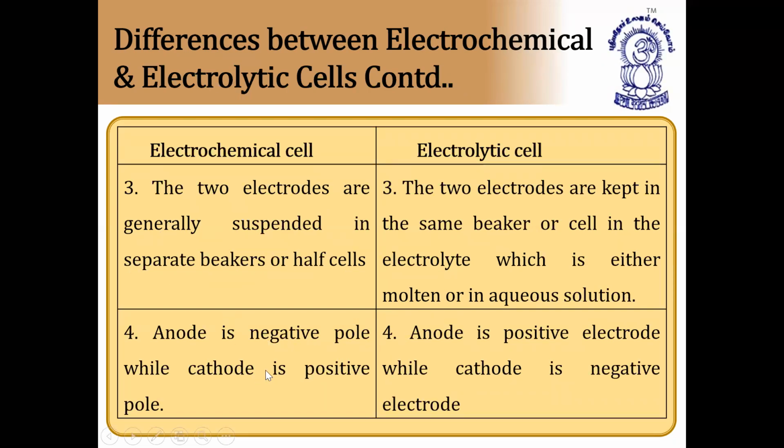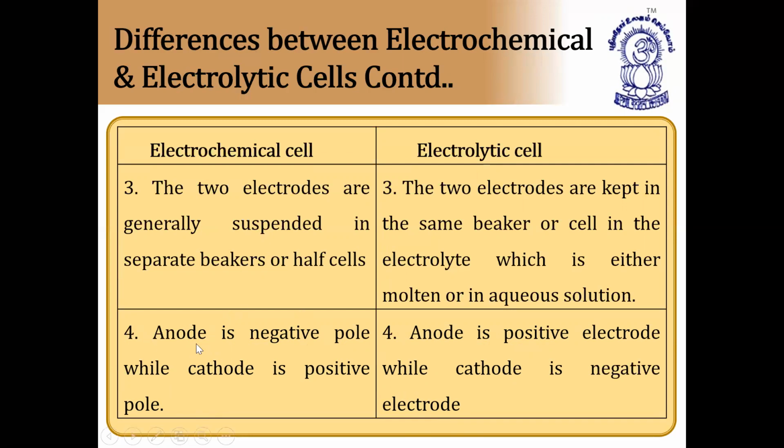Anode is negative pole while cathode is positive pole. Here, very important point. In an electrochemical cell, anode is negative pole, while cathode is positive pole. Whereas in electrolysis, anode is positive electrode because it is connected to the positive terminal of the battery, while cathode is negative electrode because it is connected to the negative terminal of the battery. So this fourth point is very important.